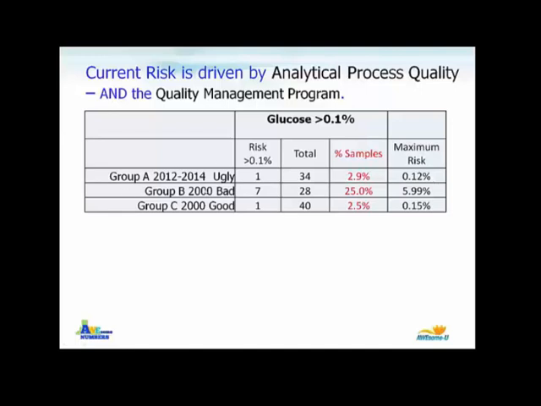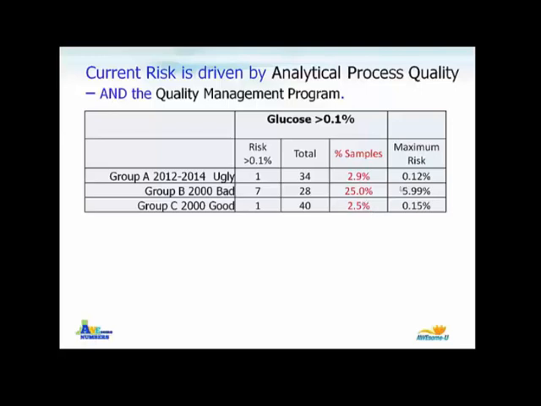In the year 2000, when they did not use QC software, 25% of the samples had risk above 0.1%, and the highest risk level was almost 6%. But back in the year 2000, when they used QC software to manage every month that question of where am I relative to where I want to be, they were as good back then as these labs are now.